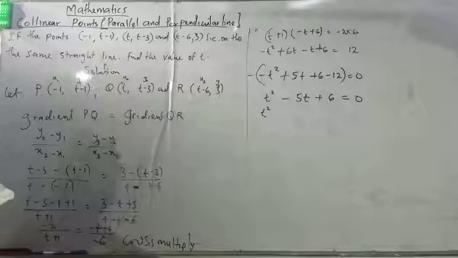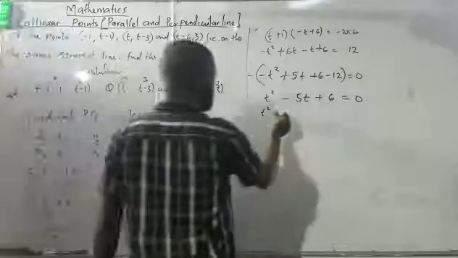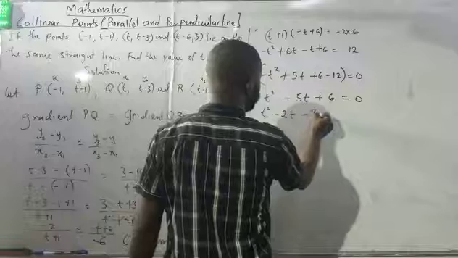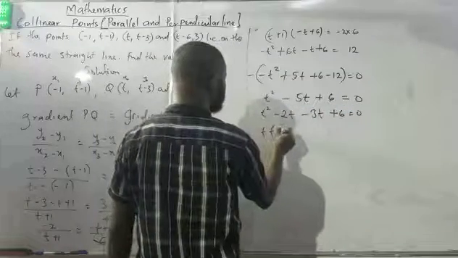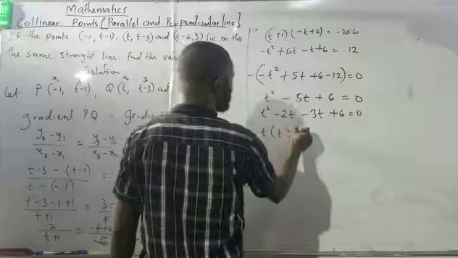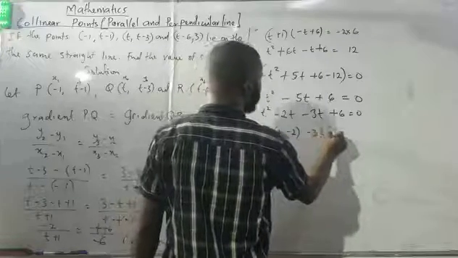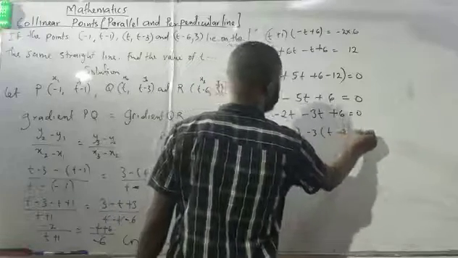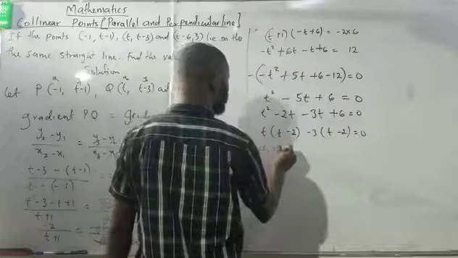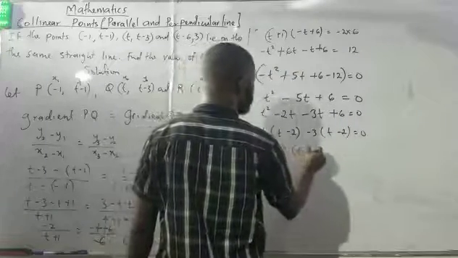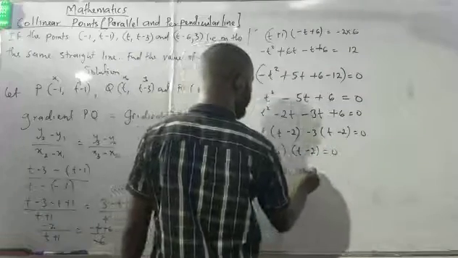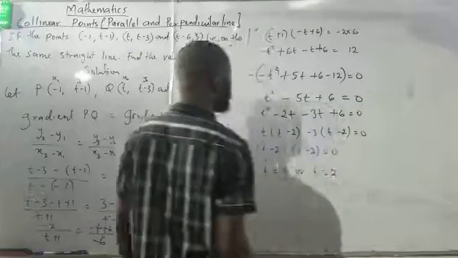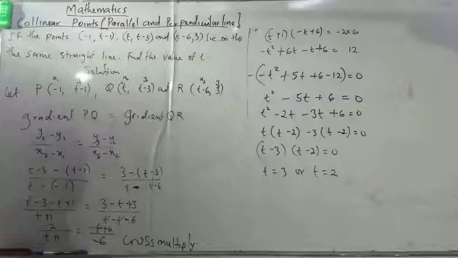Now, if I want to factorize, I'll be having minus 2t minus 3t plus 6 equals to 0. t bracket of t minus 2 and minus 3 bracket of t minus 2 equals to 0. t minus 3 and t minus 2 equals to 0. t equals to 3 or t equals to 2. Now, that is the two possible values of t.